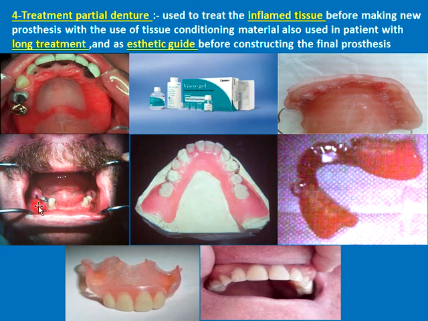The other type of partial denture is a treatment partial denture. هنا this is used in more than one case. For example, sometimes the patient uses their partial denture for a long time and they don't wear it. Usually it causes an inflamed gingiva like you see here.